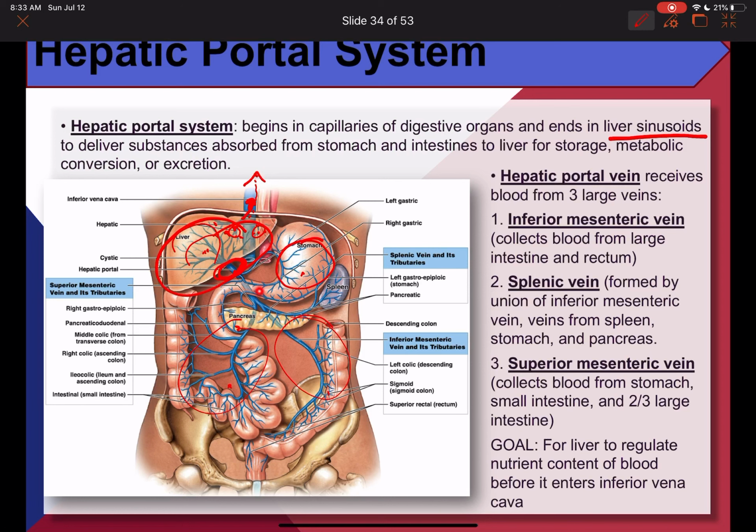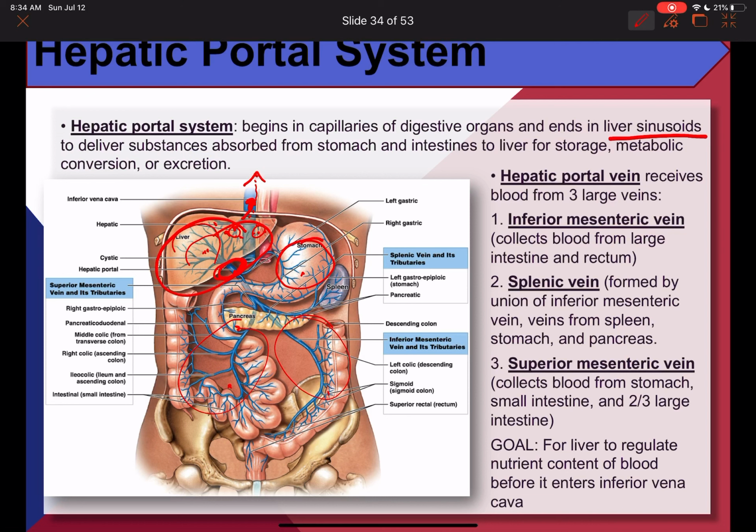So this is the superior mesenteric vein right here. That will collect blood from the stomach. You see how this little branch goes up into the stomach here, and then you have the small intestine right here, and then 2/3 of the large intestine. What they cut off is the transverse colon so that you can see what's underneath it, such as the pancreas, and the 3 branches of the hepatic portal vein. So it goes into splenic vein, inferior mesenteric, and superior mesenteric. Make sure you know what organs these 3 veins serve.